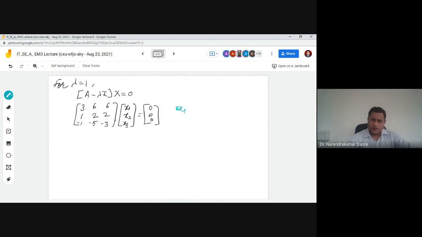So I'll write the equation 3x1 plus 6x2 plus 6x3 is equal to 0. Then x1 plus 2x2 plus 2x3 is equal to 0. Minus x1 minus 5x2 minus 3x3 is equal to 0. So these are the equations represented by the system. It is in terms of matrices. This is in terms of the polynomial equations.